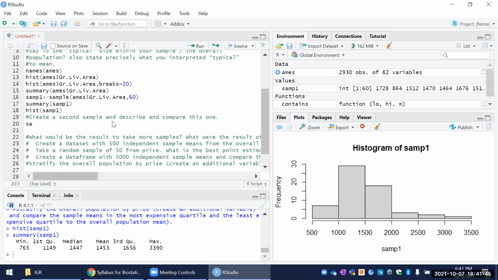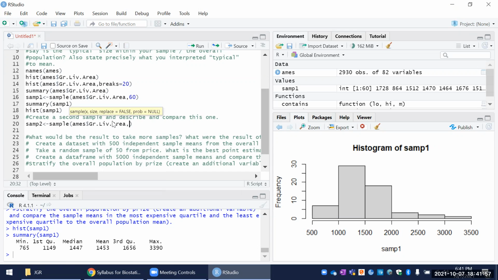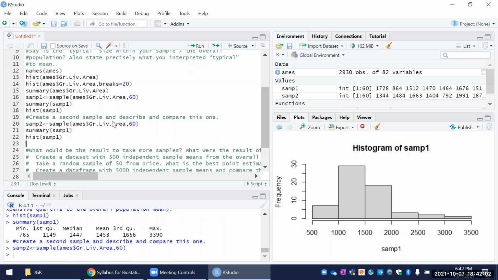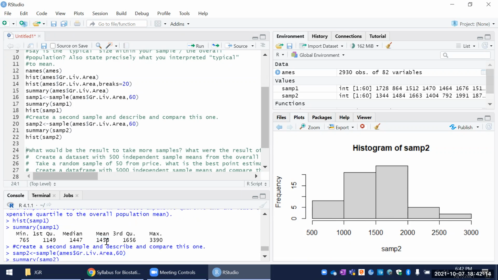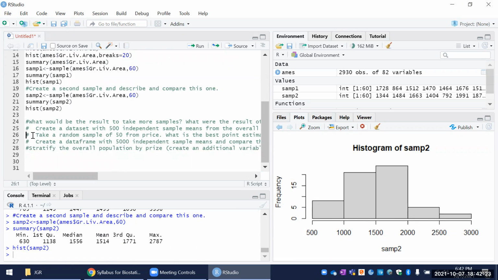So now we are creating a second sample, SAMP2, which is now sample Ames greater living area, which is again 60. So how does this one compare? So we just take the same functions we used before, we're just renaming SAMP1 to SAMP2. So we have 1,556 and 1,514. So it's entirely different. It's a little bit more skewed essentially. So you cannot rely on it. This is why you need repeated samples, right?